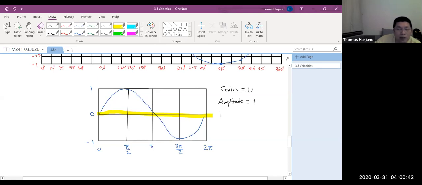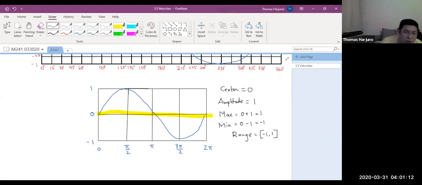Now, therefore, the maximum will be 1, which is actually coming from the center plus 1. And the minimum is the center minus the amplitude. Therefore, the range is from -1 to 1. You see that the information we have here is the same as for cosine. The center is 0, the amplitude is 1, therefore the range is from -1 to 1.